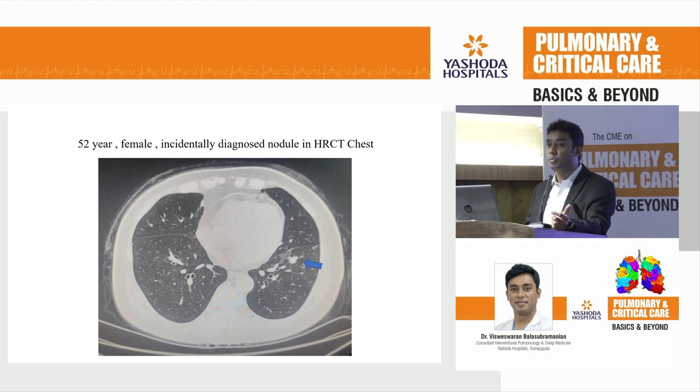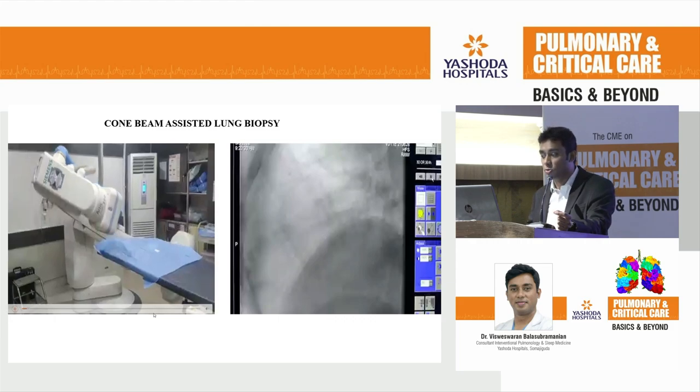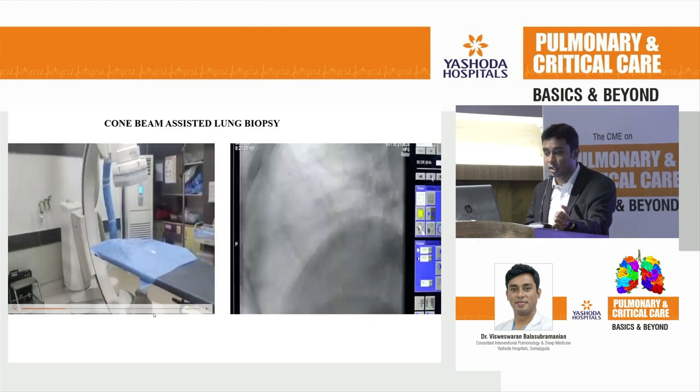This becomes a very, very important thing, because if it is a metastatic, now he has to go in for another cycle of chemotherapy. So previously, these nodules used to be very, very difficult. If you go by CT-guided, high chances of pneumothorax, and probably you may not be able to get the sample for nodules as small as 1 centimeter. So what we do these days is what we refer to as the cone beam assisted lung biopsy.